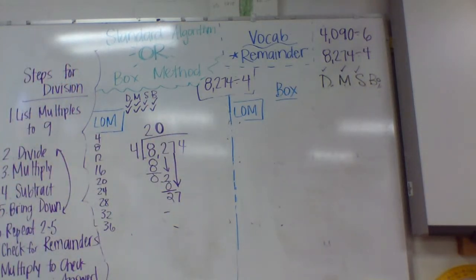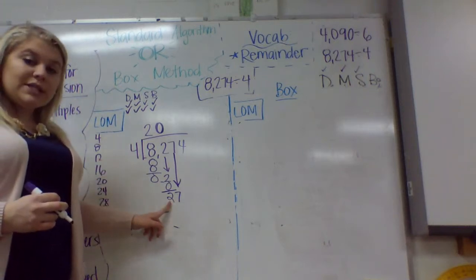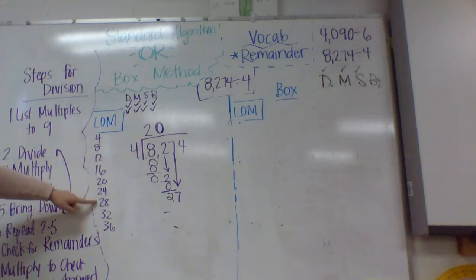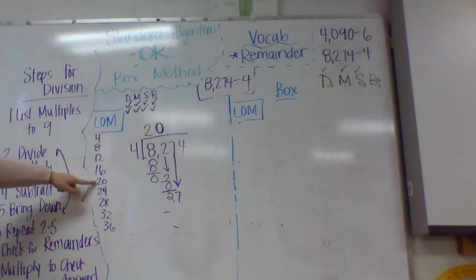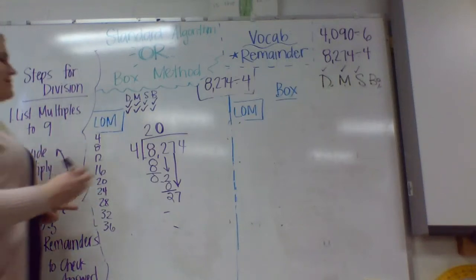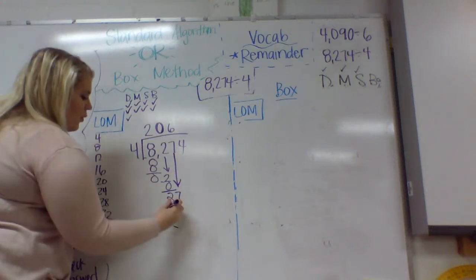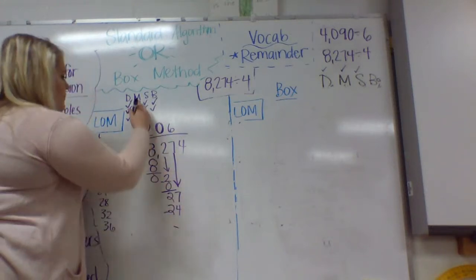Now I want to know, how many times can 4 go into 27? Let's see how close we can get. Oh, 28's too many, so I need to go back to 24. And 4 goes into 24 1, 2, 3, 4, 5, 6 times. 6 times 4 is 24.